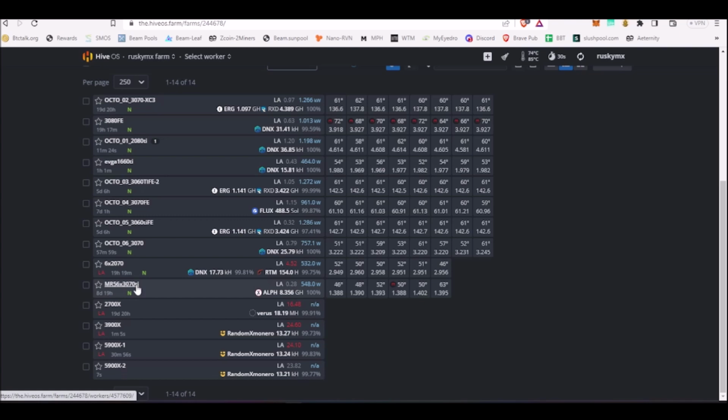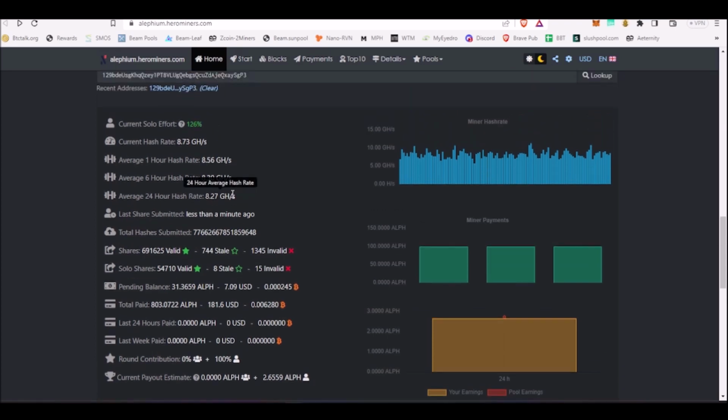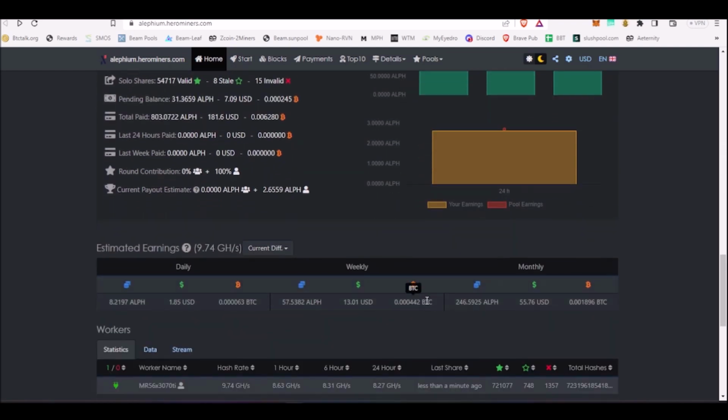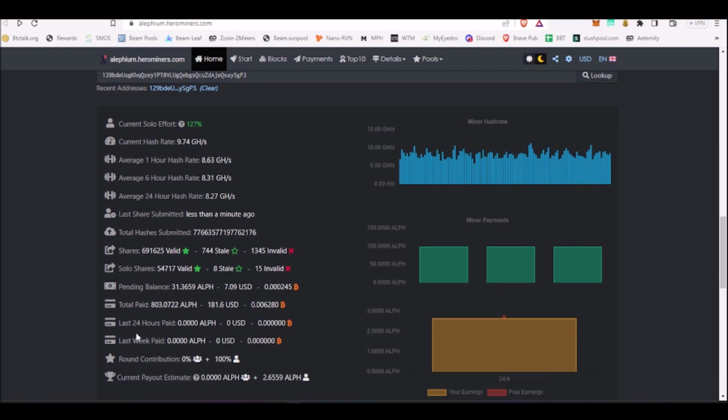And then I have a 3070 Ti rig. It's solo mining Lithium on Hero Miners. I've been hitting a few blocks here and there. So I'm giving it about a month to see how it works out, whether it's better to solo mine or just pool mine. Let's hop in there right now. Currently at 126% luck. And each block is 2.69, I believe it is. 2.68. So that last block wasn't the greatest, but 2.68 Lithium.